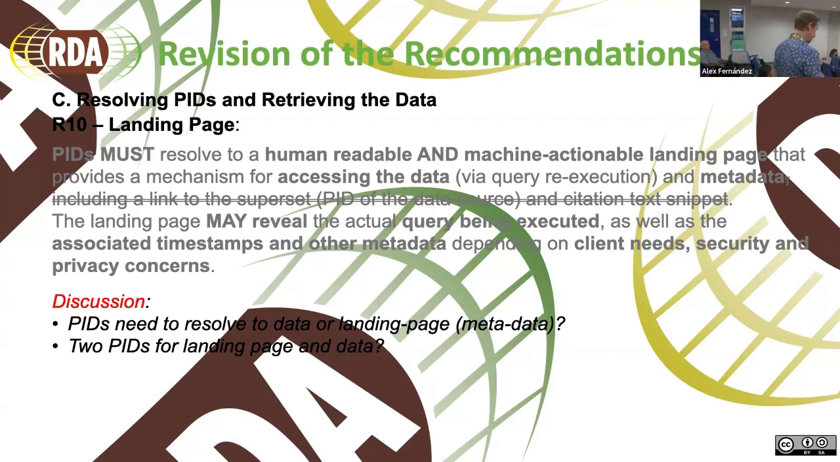And what would happen if the PID points directly to the data source, but that's behind a paywall? What would be the return value?